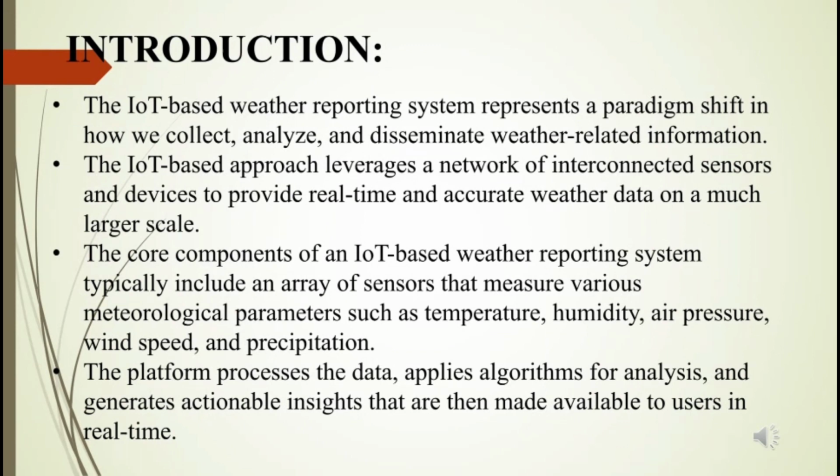The IoT-based weather reporting system uses a network of interconnected sensors and devices to provide real-time and accurate weather data on a much larger scale. The core components of this system typically include an array of sensors which help to determine meteorological parameters like temperature, humidity, pressure, wind speed and precipitation. The platform processes the data, applies algorithms for analysis, and generates actionable insights that are made available for the users in real time.